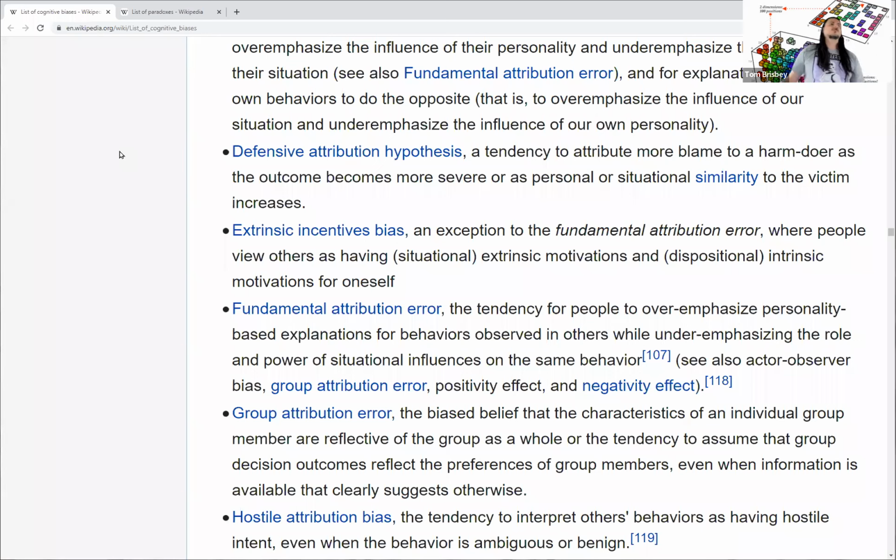The defense attribution hypothesis, a tendency to attribute more blame to a harm doer as the outcome becomes more severe. Yeah, the worse it turns out, the more blame we need to find.